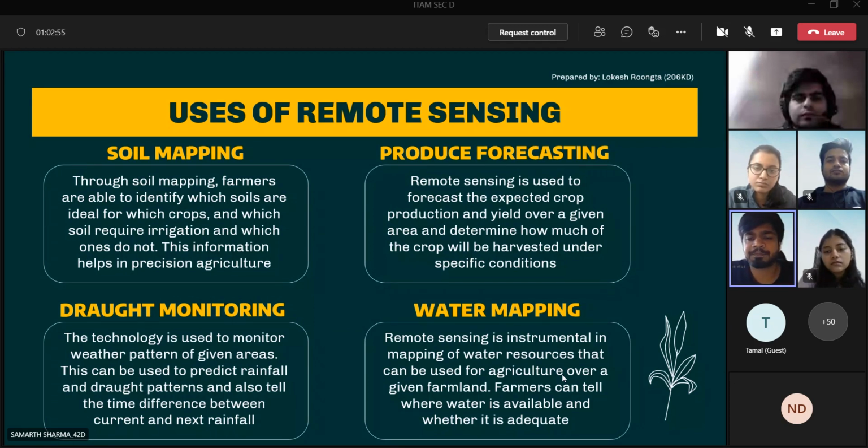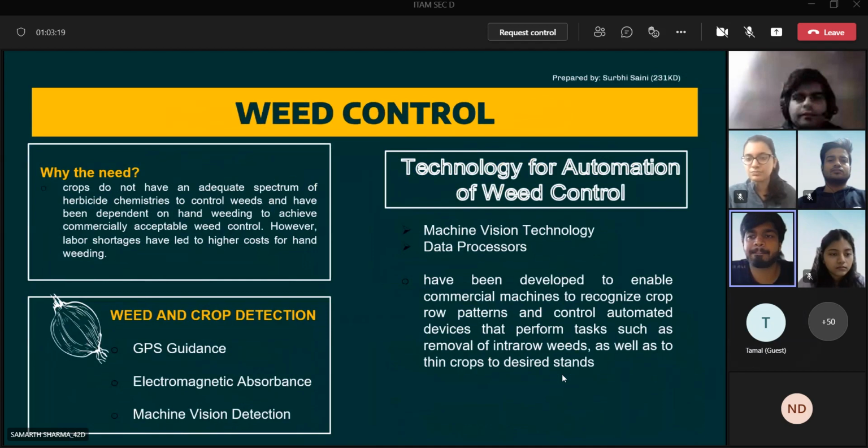Water mapping. Remote sensing is also used in mapping of water resources, which can be used for agriculture over a given farmland. Through remote sensing, the farmers can tell where the water resources are, and whether the resources are adequate to irrigate the whole farm. Moving on to the next slide, which will be taken up by Surbi.